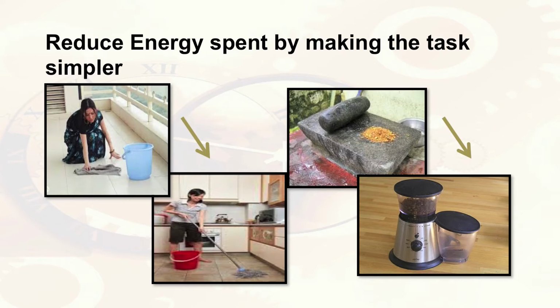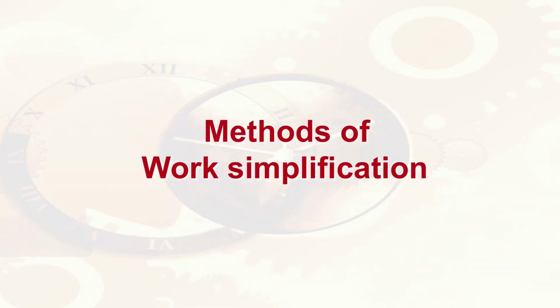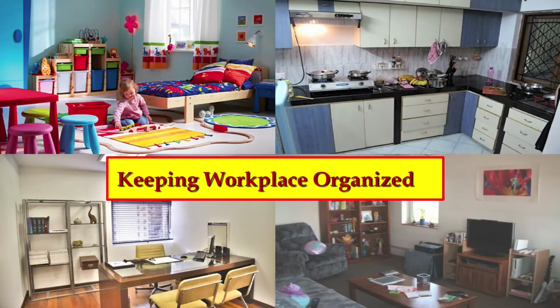So here the energy expenditure is too high because so many muscles are being used. The same thing can be done in a grinder. Let us learn different other methods of work simplification. Very simple thing, keep workplace organized.